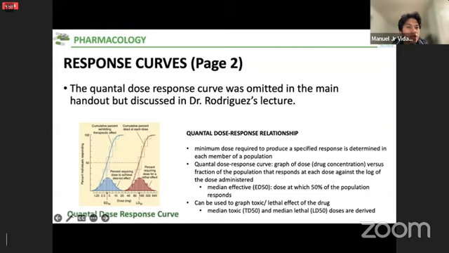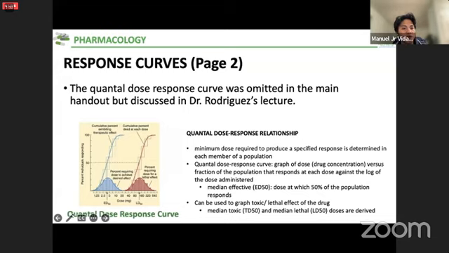The first correction for the handout would be the response curve. So we have two response curves in the handout. It's the graded dose response curve and the quantal dose response curve. So the quantal dose was not included in the main handout. It's the minimum dose required to produce a specified response in each member of a population.